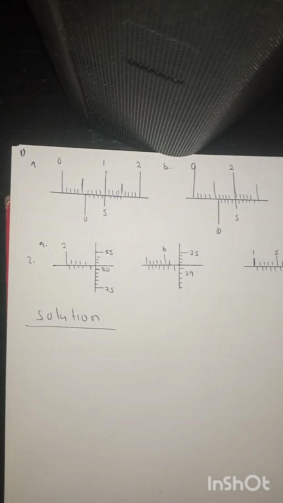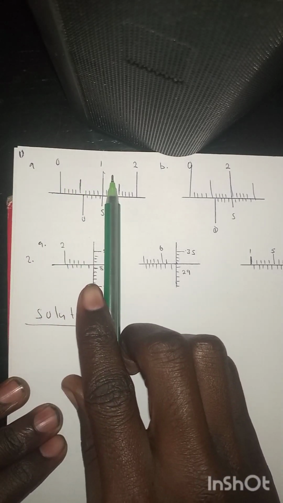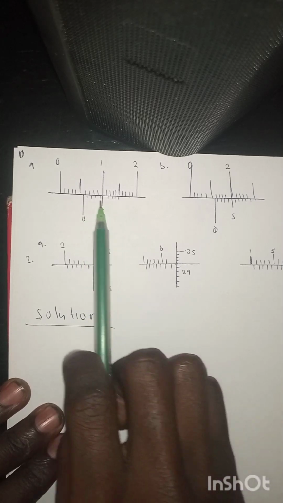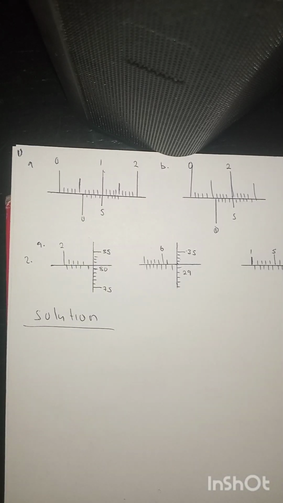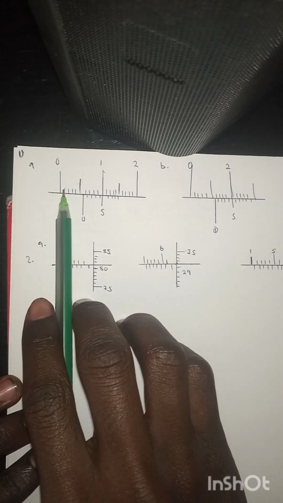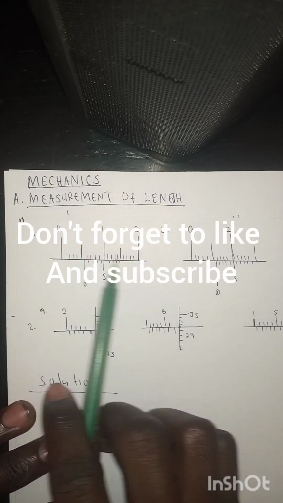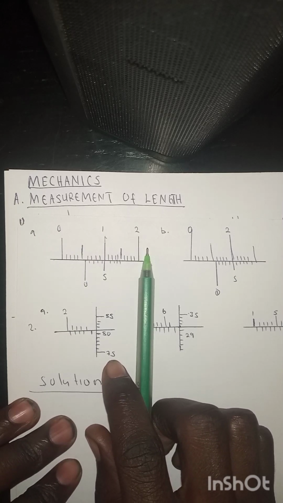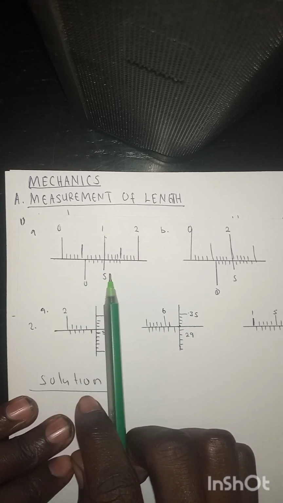So if you remember correctly, we said that you have to get the reading on the main scale, then you get the reading on the vernier scale, and then you add them together, which will give you the actual length, right? So now when you look at the main scale, which is here, how you get the reading on top here is that you get the digits that are before the vernier scale.